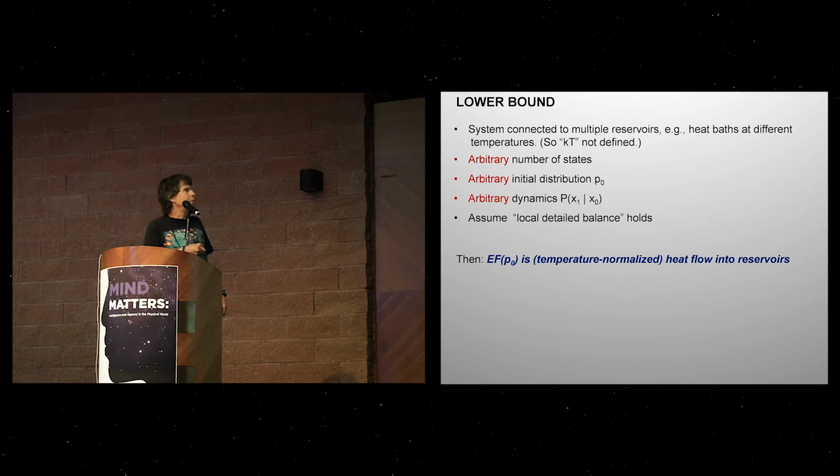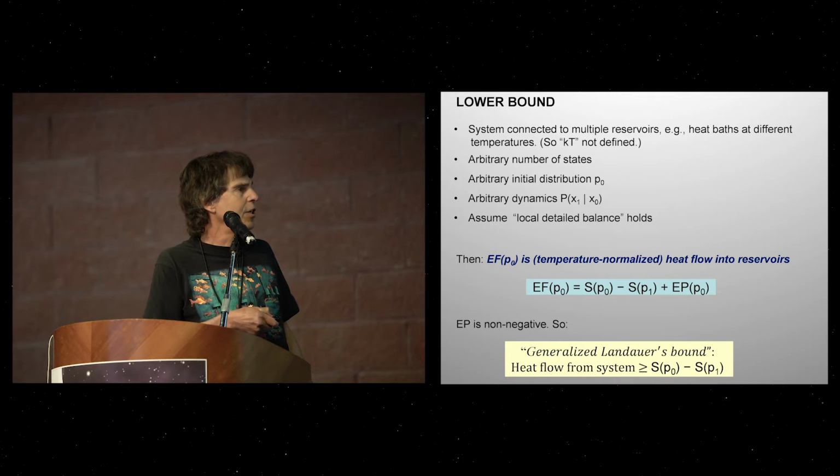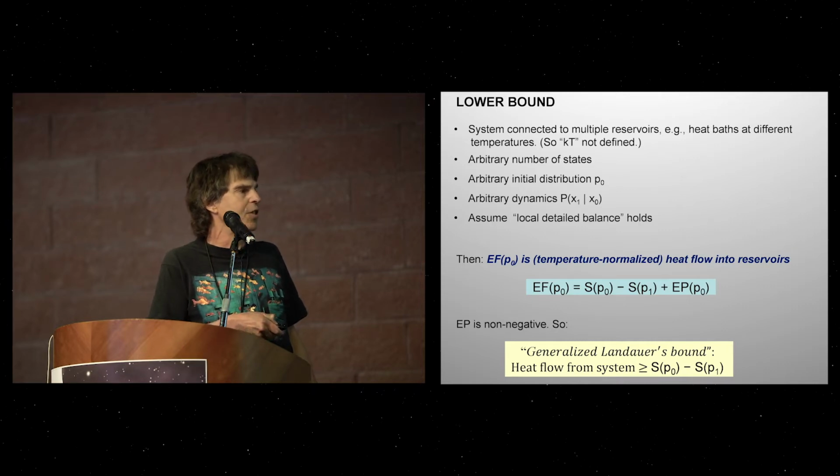Then in this particular situation, the entropy flow is temperature-normalized heat flow into the reservoirs, okay? This is all coming essentially from first principles. As I say, the math is gorgeous under this. Because the entropy production is non-negative, this means that the entropy flow is actually lower bounded by the drop in the Shannon entropy of your system. The heat flow out of it is lower bounded by the drop in entropy. This is called the generalized Landauer's bound.